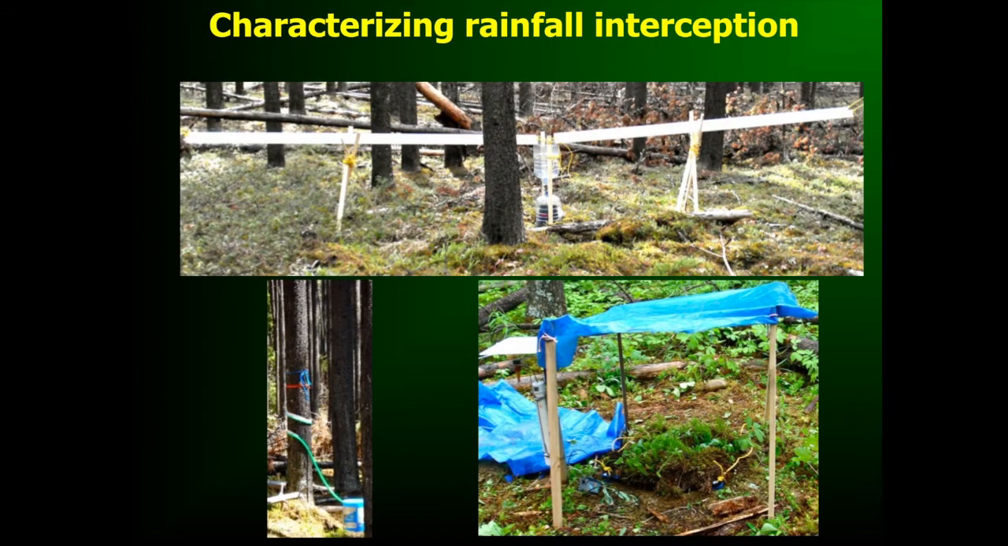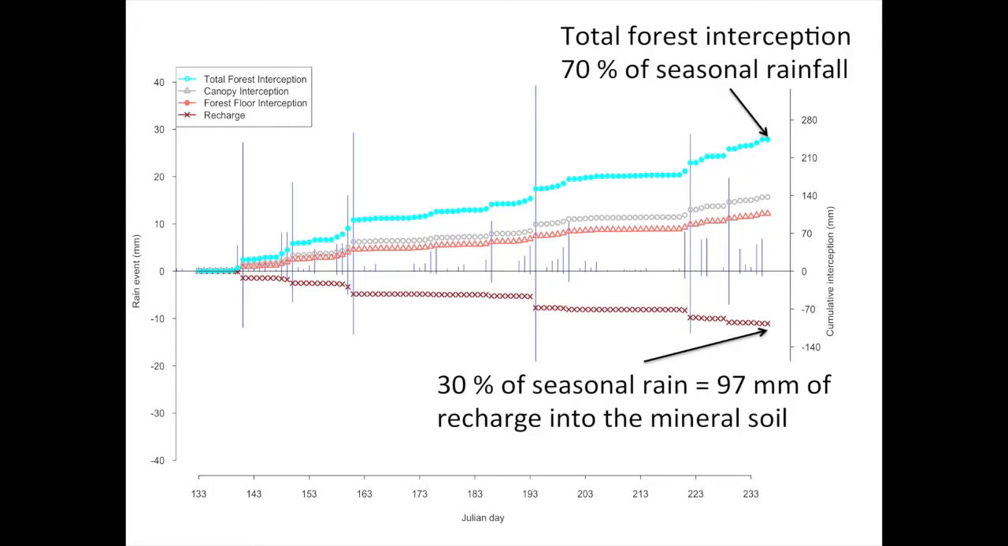Now, how did we measure or analyze the interception? We measured the amount of water going through the canopy as throughfall. We measured the water flowing through the trunks of the trees as stemflow, and we measured the water flowing through the forest floor and reaching the mineral soil as recharge into the mineral soil. So these are the series of components that we obtain from the interception.